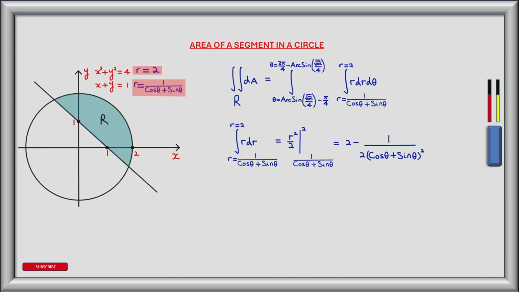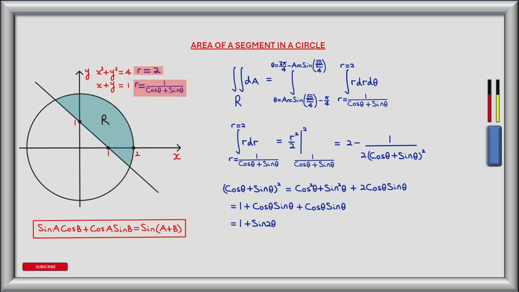Now let's evaluate our integrals. So let's begin with the inner integral. So we're integrating r dr from r equals 1 divided by cos theta plus sine theta to r equals 2. So the antiderivative is r squared divided by 2, evaluated from 1 divided by cos theta plus sine theta to 2. So if we plug in our upper limit of 2, we get a value of 2, and then we subtract the lower limit, and when we plug this into our antiderivative, we get 1 divided by cos theta plus sine theta squared multiplied by 2.